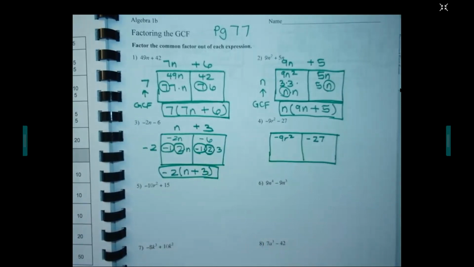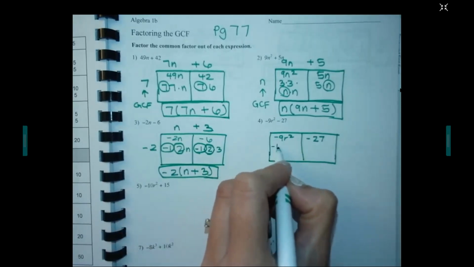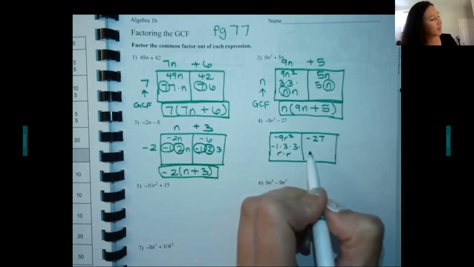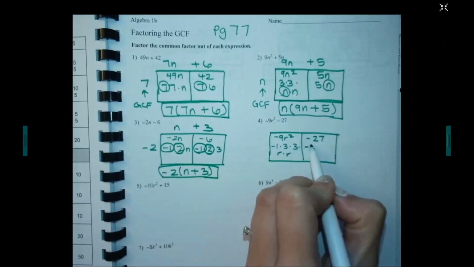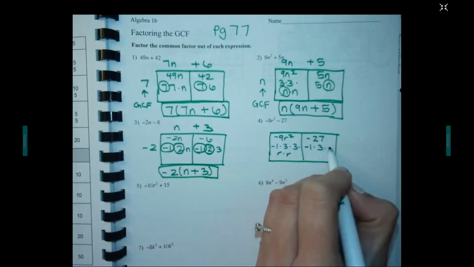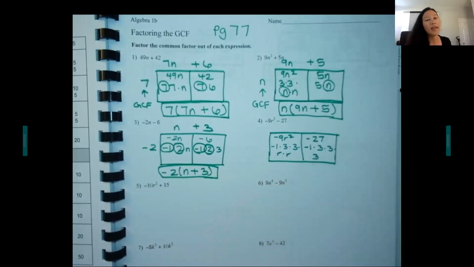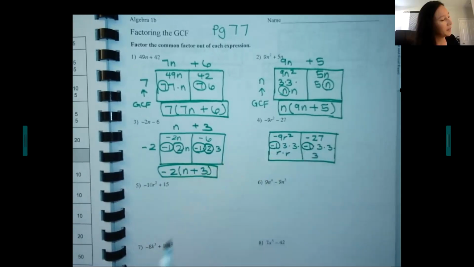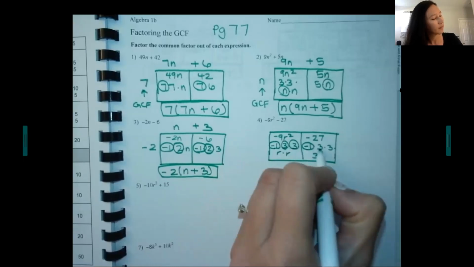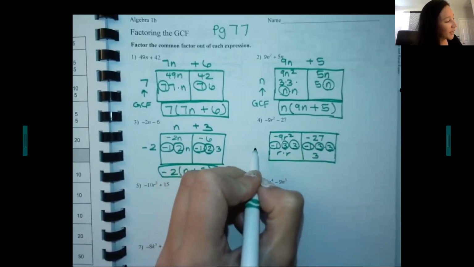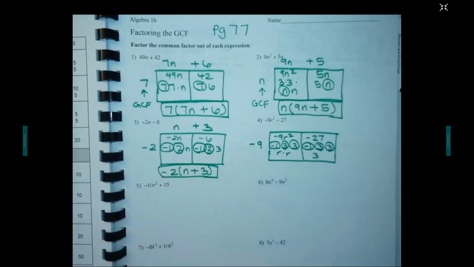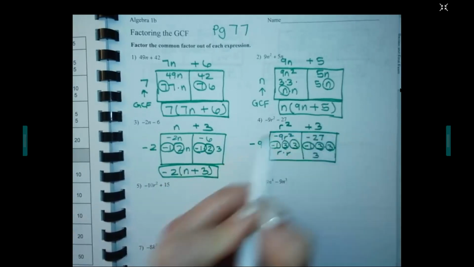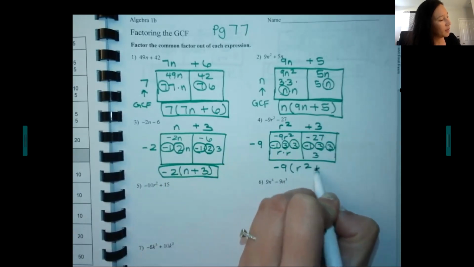So for the first box, you expand to -1 times 3 times 3 times r. Very good. In the second box, you expand to -1 times 3 times 3 times 3. Very good. And then what can we circle? You could circle the -1 and 2 3's. Great. So our common factor is? -9. Yep. And you are left with r squared and +3. Great job. Thank you, Bella.